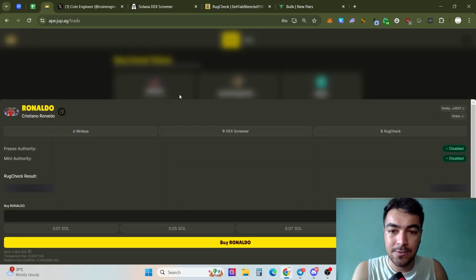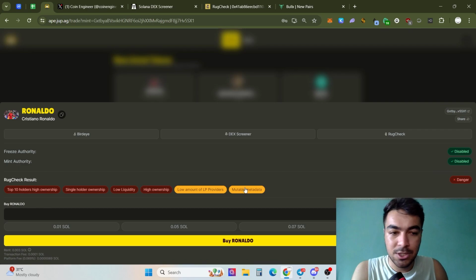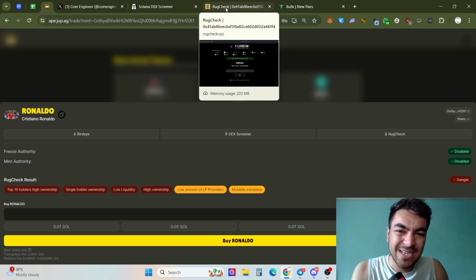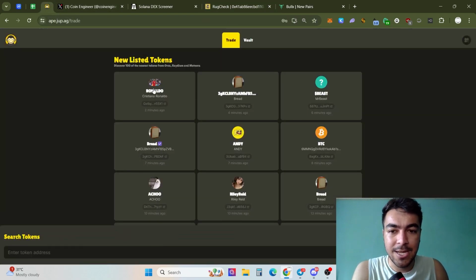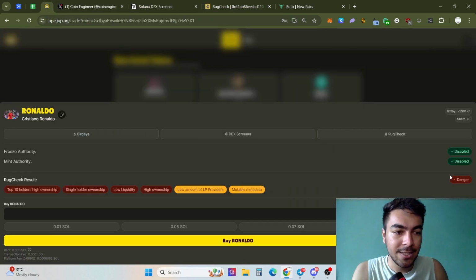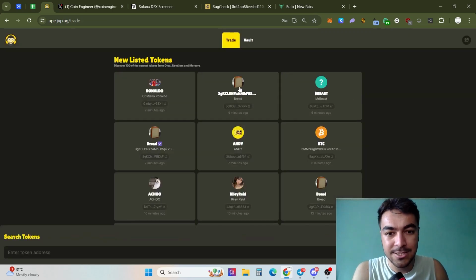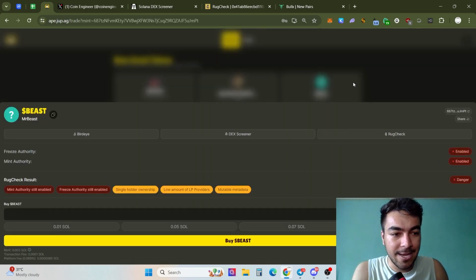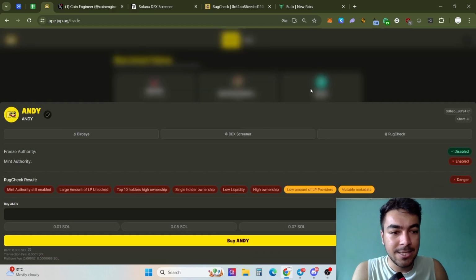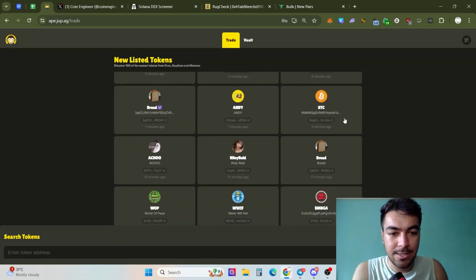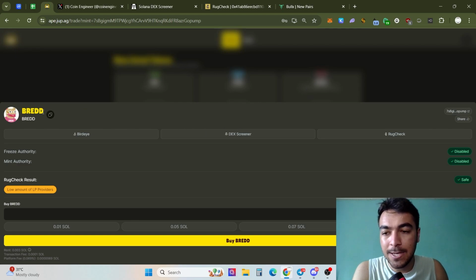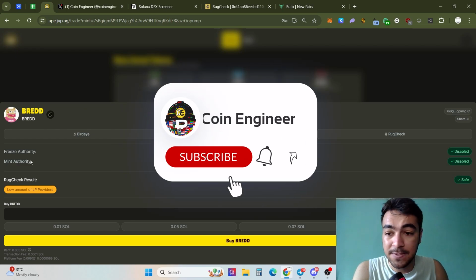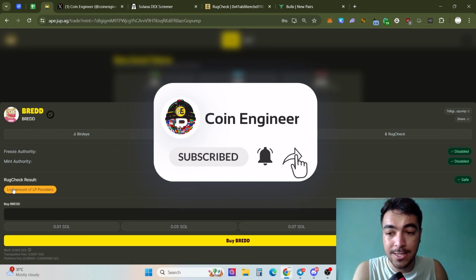For example, click the Cristiano Ronaldo token and the RugCheck result. That's a danger. There is no need to click RugCheck and paste the token address, etc. You can just click once, and then you will see whether it is safe or not. Just give me a second to find a safe one. There's a danger. That is a little, probably it's danger. Yes, we finally found a safe RugCheck result.